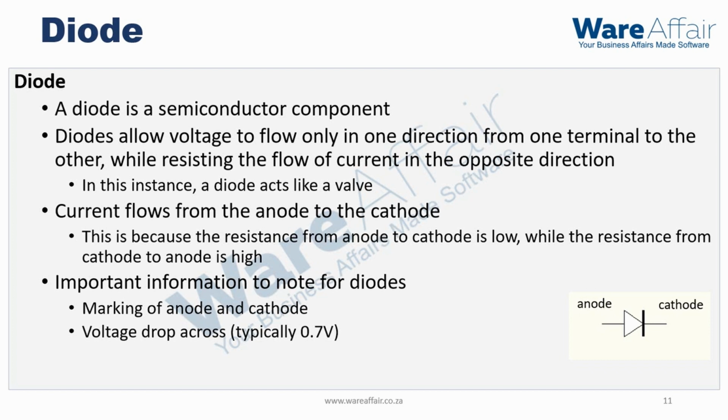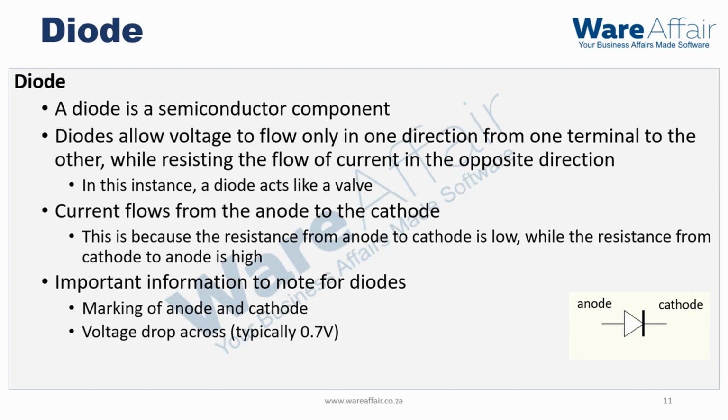Diodes allow voltage to flow only in one direction from one terminal to the other, while resisting the flow of current in the opposite direction. In this instance, a diode acts like a valve. Current flows from the anode to the cathode. This is because resistance from the anode to cathode is low, while resistance from the cathode to anode is high.